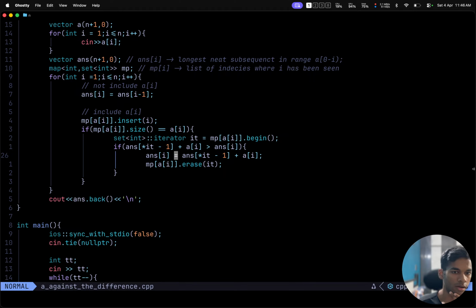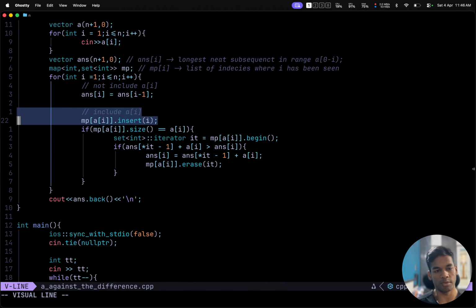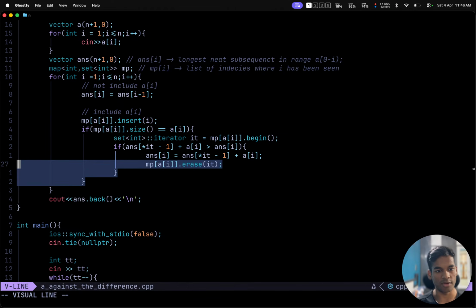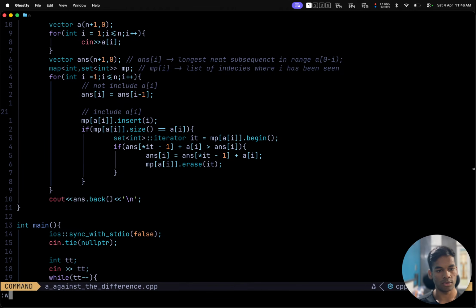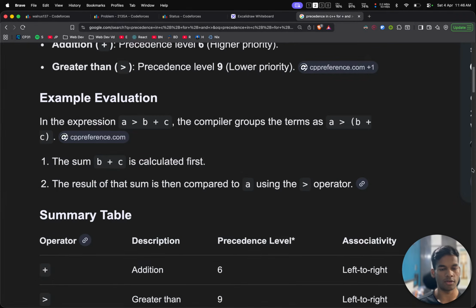Answer[i] equals, go to IT minus 1, plus A[i]. Okay, I don't think anything is wrong. I mean, something is wrong. That is why we are getting the wrong answer. But I don't think anything is wrong here.